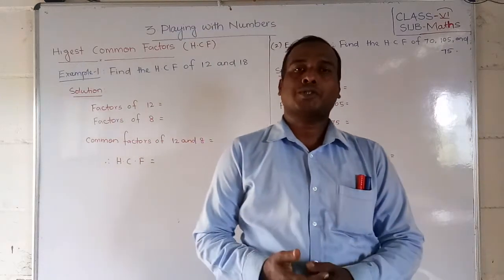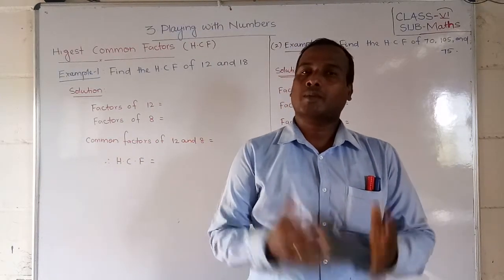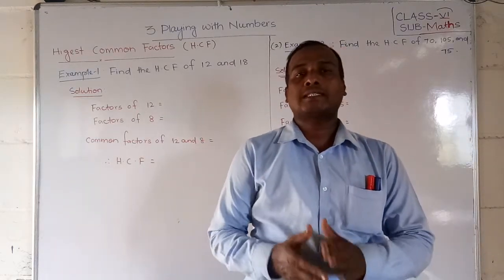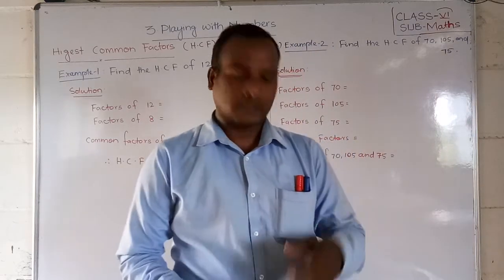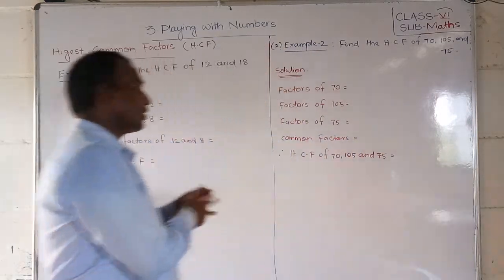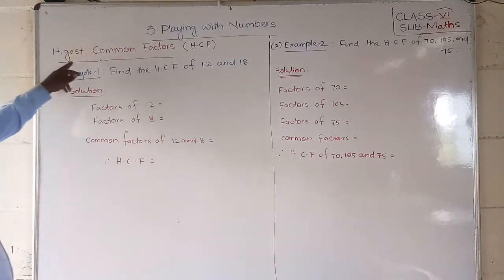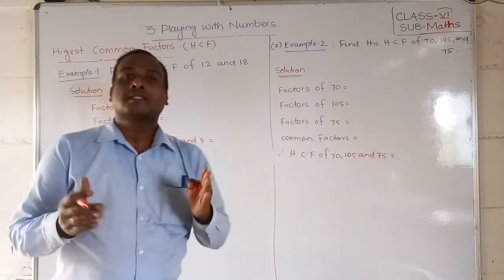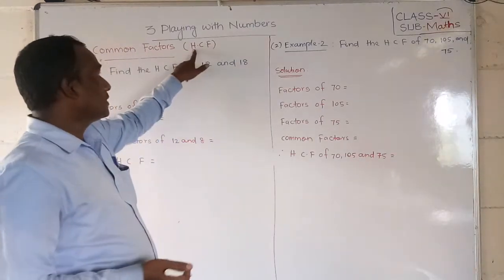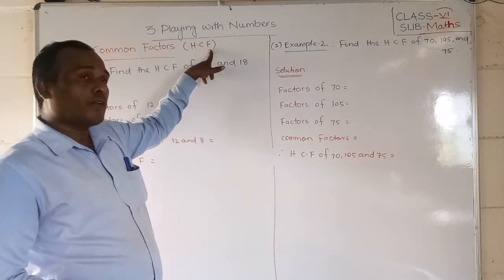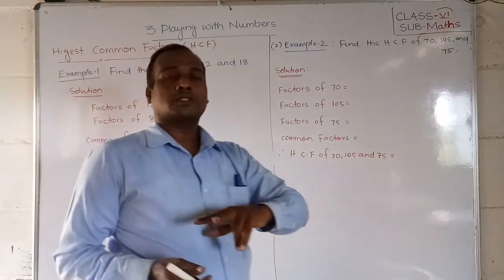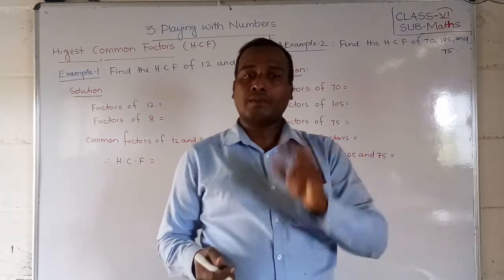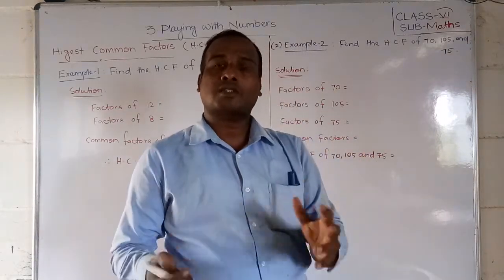Students, today we are going to continue with the third chapter, Playing with Numbers. Today we are going to discuss HCF, the highest common factor. We have already studied factors, but today we discuss the highest common factor. The short form is HCF: H for highest, C for common, F for factor. Whenever two numbers have many factors, you have to find which ones are common, and from those, which one is the highest common factor.